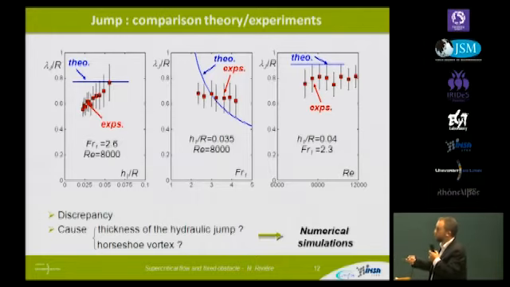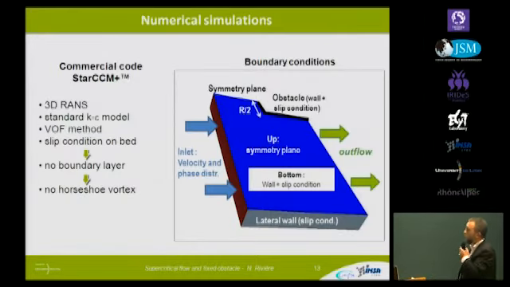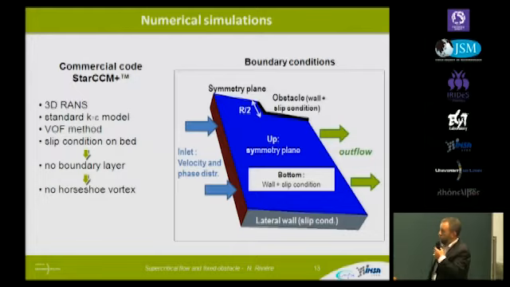To decide what is the cause of the discrepancy, we have performed some numerical simulations. For this, we use the commercial code Star-CCM+ with three-dimensional Reynolds-averaged Navier-Stokes equations with a standard k-epsilon model. We use the volume of fluid method to track the free surface. And you have here the control volume, so the obstacle is there where we have no fluid. Wall here, symmetry plane. Here we can impose both the water depth and the velocity, so the Froude number.